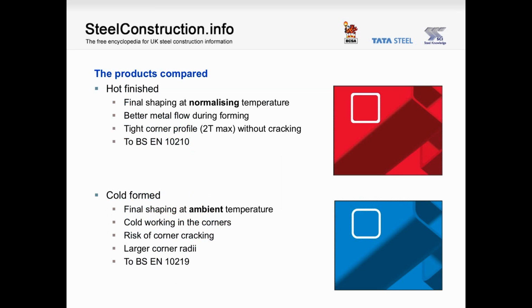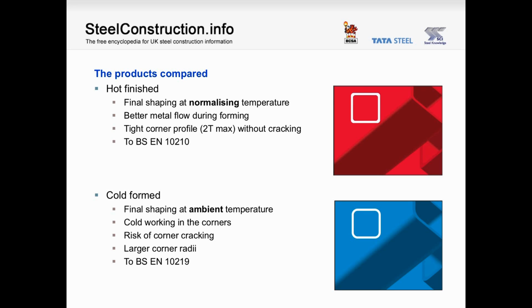Let's see how these two subtly different manufacturing processes impact on the properties of the final product. In the case of the hot finished section, the final shaping is done at normalizing temperature. The steel has a consistency like that of a stick of toffee left out in the sun, which allows improved metal flow during final shaping and a tight corner profile in the case of rectangular and square hollow sections.